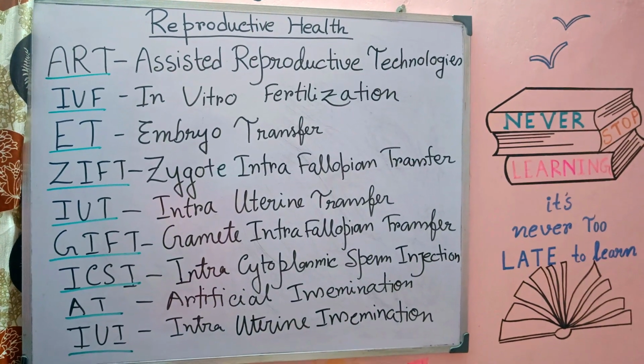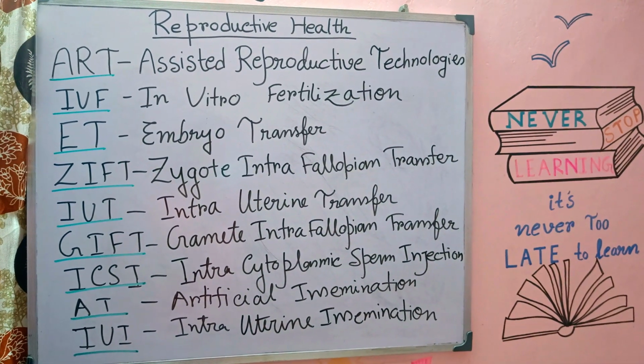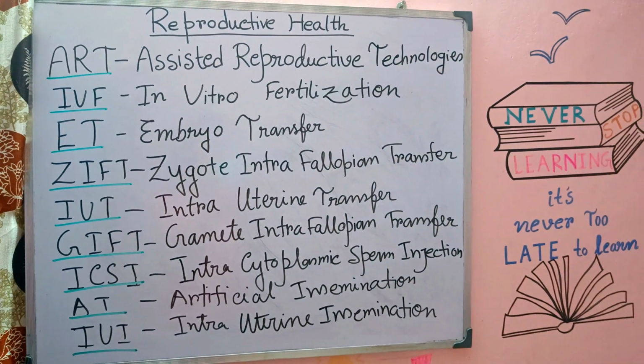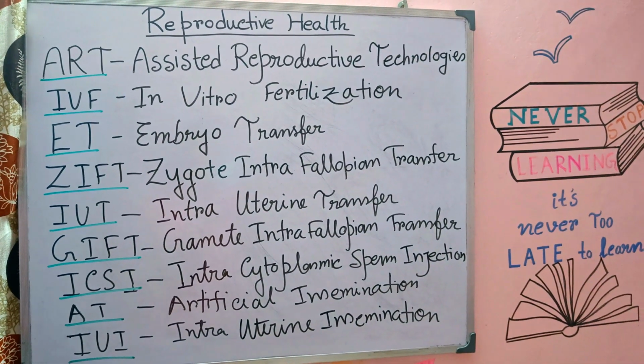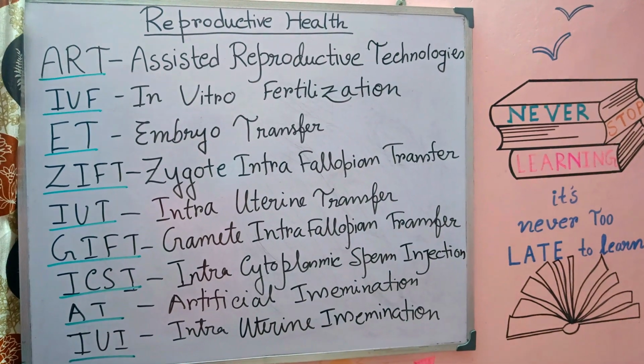Hello everyone, today we are going to discuss some important terms related to the chapter Reproductive Health of Class 12. Let's start. First, you can see ART. Its full form is Assisted Reproductive Technologies.